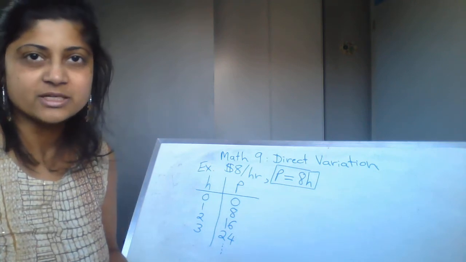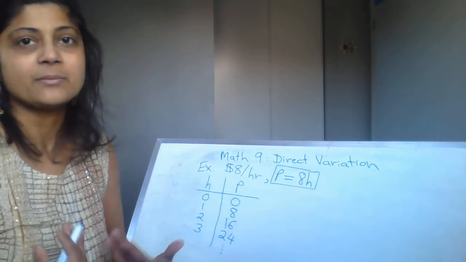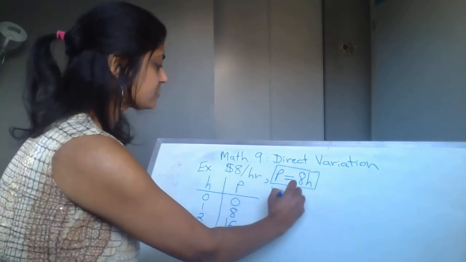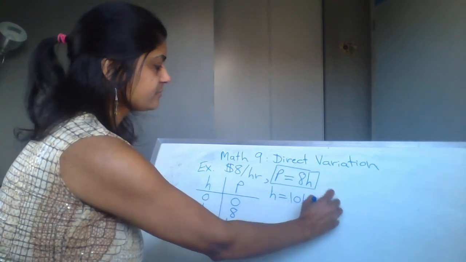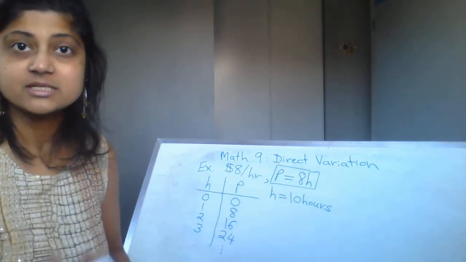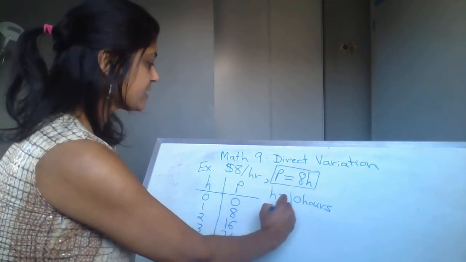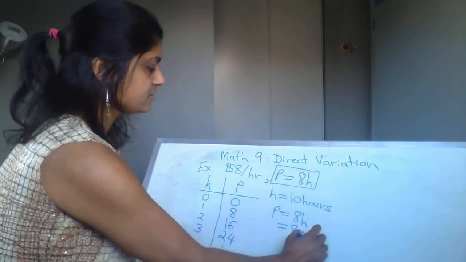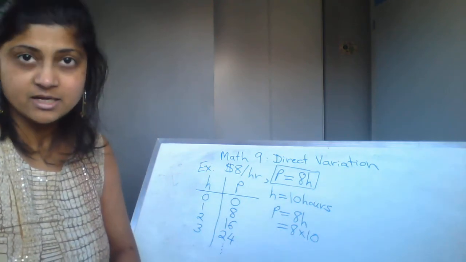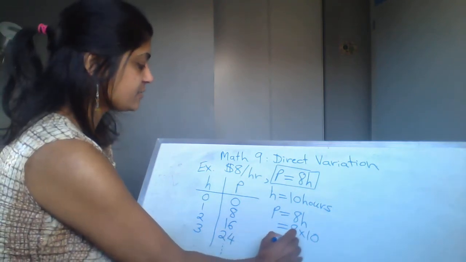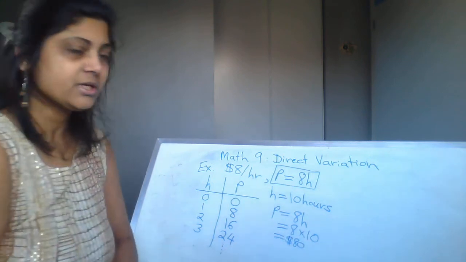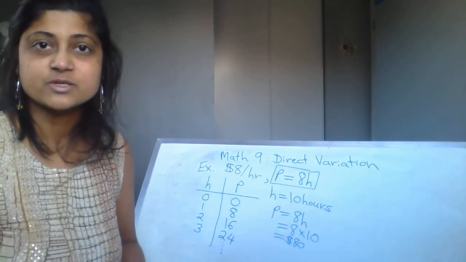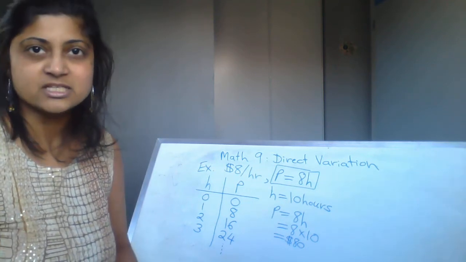So say I need to calculate Percy's pay and she works for 10 hours. I'm just using this equation to calculate how much she's making. So you can directly see I'm doing 8 times H, or just like this, 8 times 10. And her pay is going to be $80 if she works for 10 hours. So the direct variation is very simple in terms of its equation and what I need to calculate.